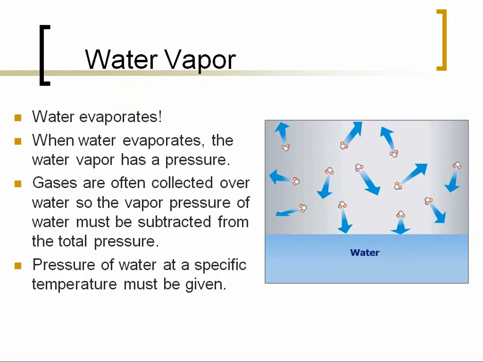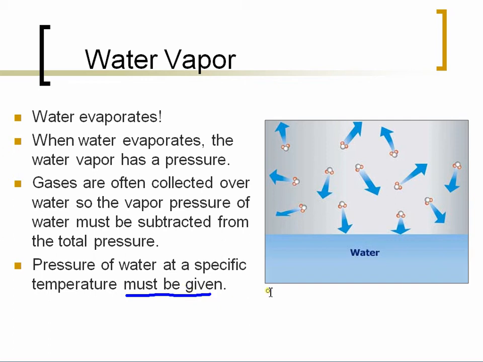So, water evaporates. What that means is that when you have liquid water, the water molecules right above the liquid are evaporating, turning into gaseous water, and vice versa. So there's a thin layer of water molecules that are always above water, and they exert a pressure. Gases are often collected over water, so the vapor pressure of water must be subtracted from the total pressure. And the vapor pressure of water at a specific temperature must be given.